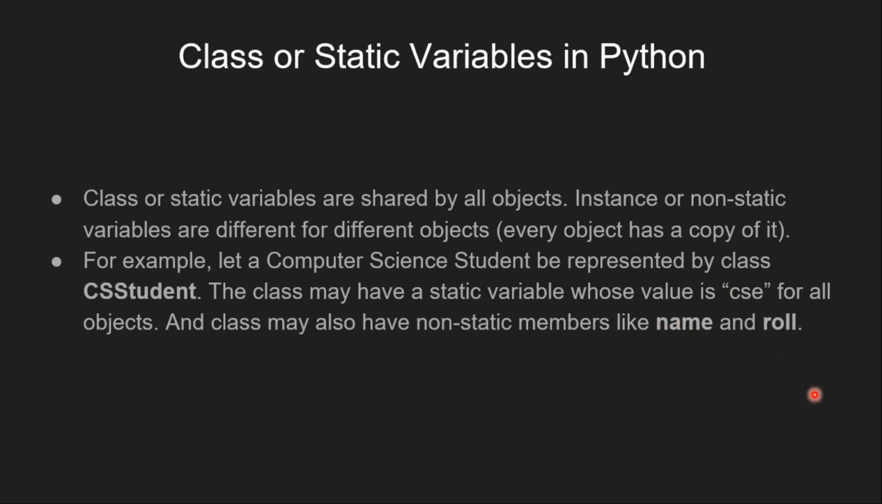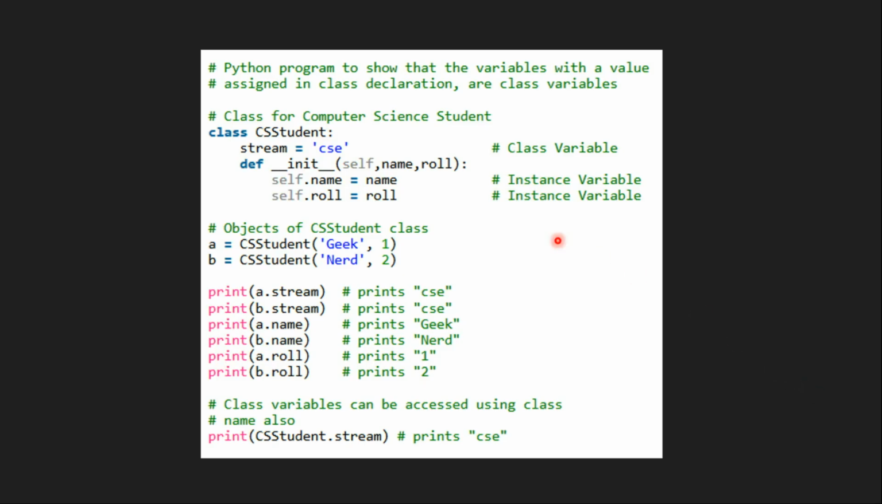Let me demonstrate it. So let's move to the GeeksforGeeks IDE. Here, as I described, we have declared class CSStudent. Inside the class, we have defined a class variable, stream, which is assigned the value CSE. Then we defined a constructor which has two parameters, name and role. Then inside the constructor we have defined instance variables which take the values of the two parameters.